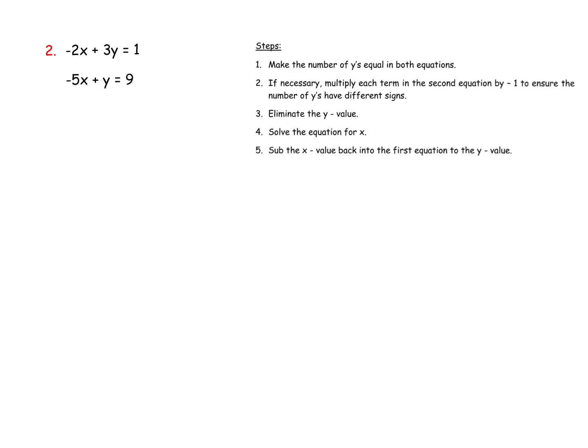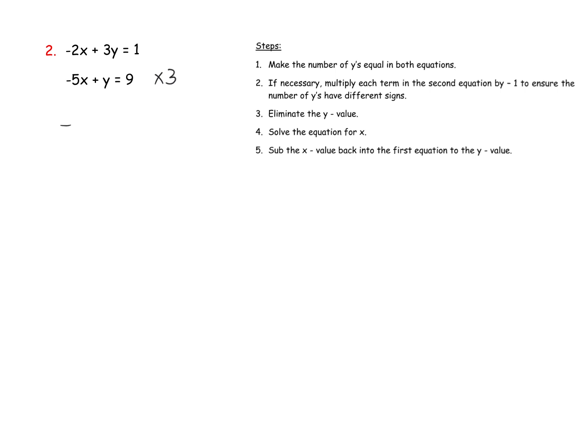Example 2, we have the simultaneous equation minus 2x plus 3y is equal to 1 and minus 5x plus y is equal to 9. And what we've been asked to do is solve these simultaneous equations. I've put the steps on the right hand side to help us do this equation. So step 1, it says make the number of y's equal in both equations. So the number in front of the first y is 3 and the number in front of the second y is 1. So we need to make them both equal. So we need to make them both equal to 3, so we'll multiply the bottom line by 3.